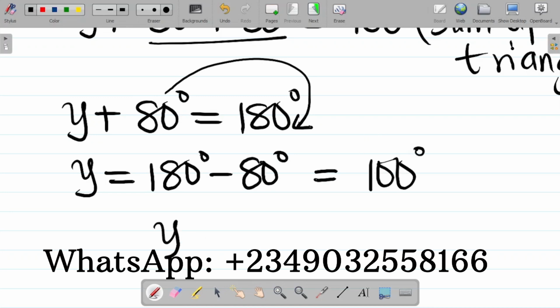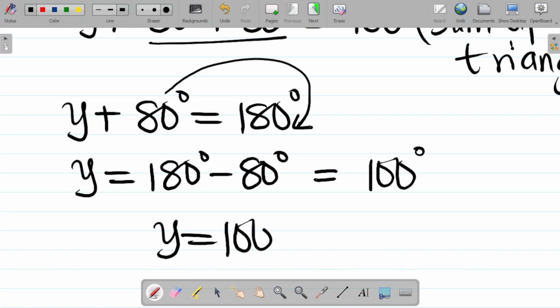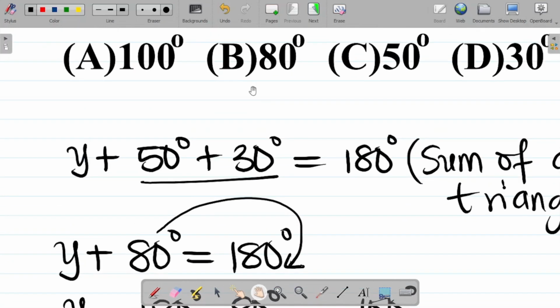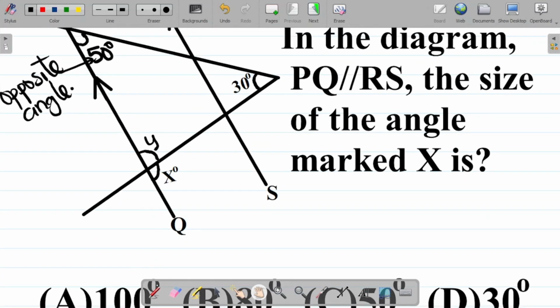So the value of y is equal to 100 degrees. But we're asked to find the value of x. So how do we do that? We've now gotten y as being equal to 100 degrees. Let's find x.